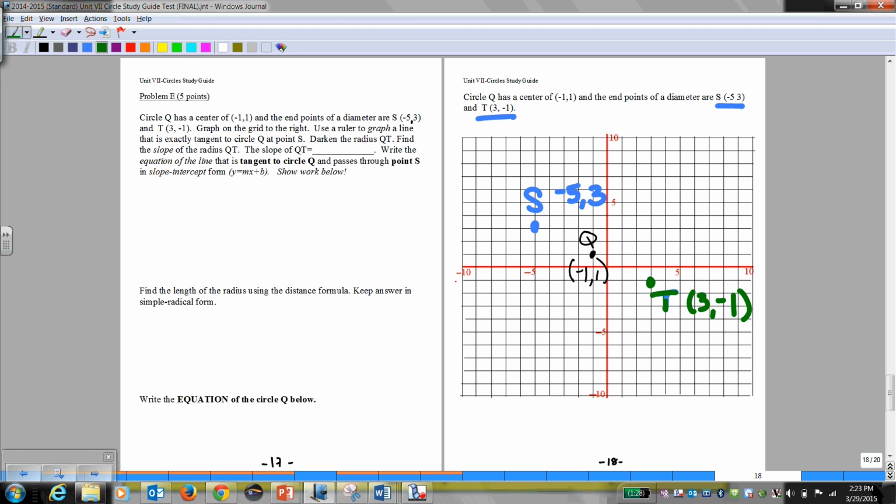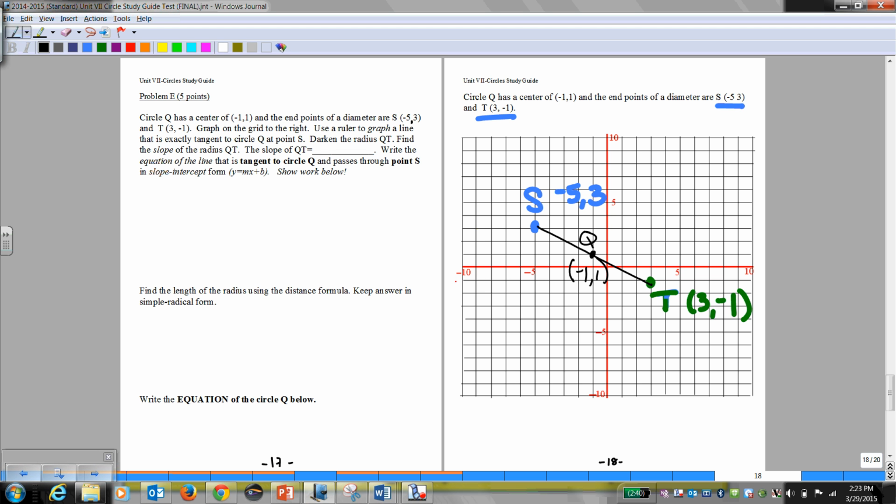Now, we know that's a diameter, which means it goes from one side to the other, all the way across, creating a straight line. So I'm going to do this, one side to the other. Let's create a straight line. That's a diameter.